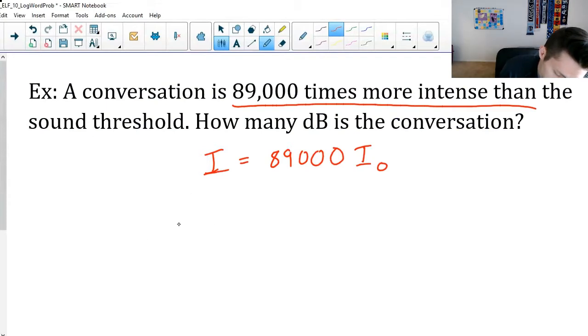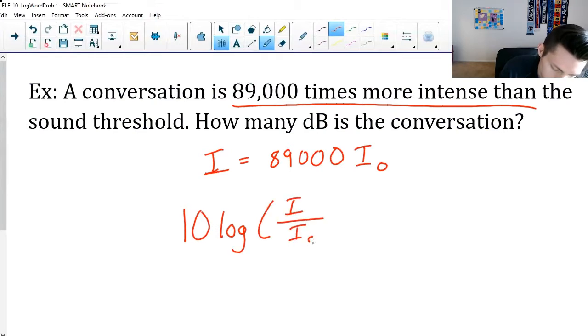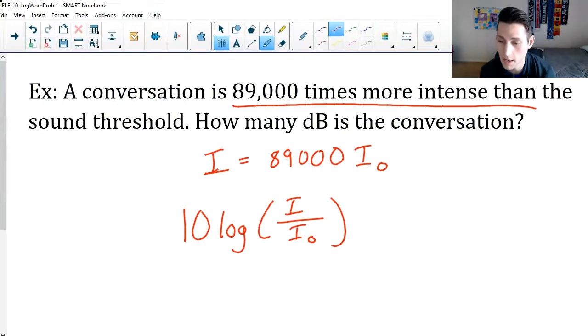Okay, so our formula, remember, this one has a 10. Yeah, this is math analysis right now. The office hours start at 1:45.